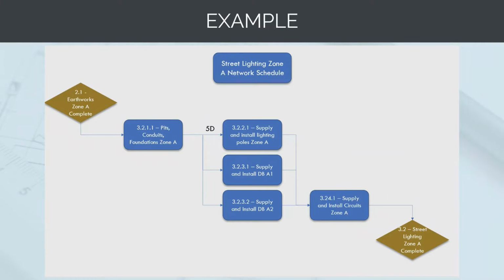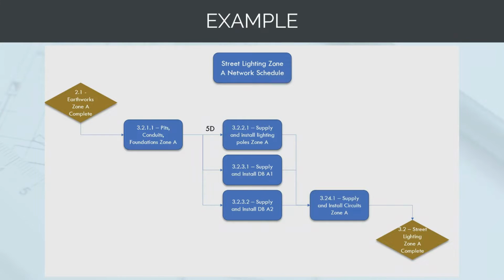Going back to our example road project, let's look at the street lighting in Zone A and how to create a network schedule. So the first thing we need to do is have the earthworks complete in Zone A. This means that the road will be at the correct level and the subgrade will be ready for the conduit installation. First thing we'll do is our street lighting civil works. So we've got to do our pits, conduits and foundations. Then you can see on the screen, we've also got a 5-day lag after the foundations are done before we can stand our light poles. And this is for the concrete curing time.